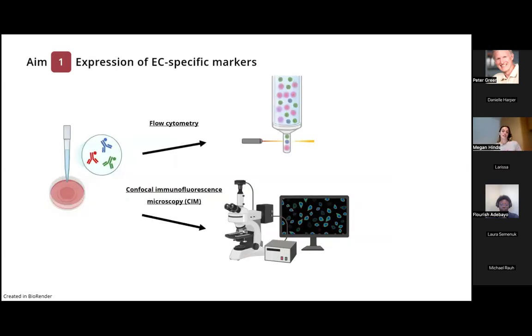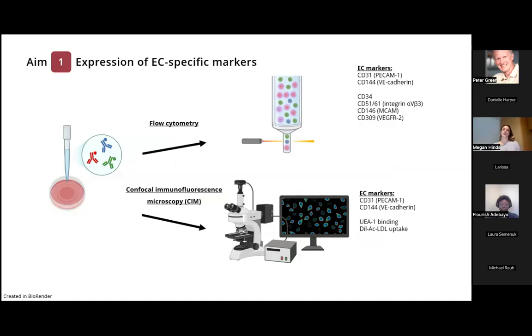We also conducted immunophenotyping by both flow cytometry and focal immunofluorescence microscopy. These included common markers typically used for endothelial cells, including CD31 and CD144. We also included some different assays that can be assessed by confocals, such as UEA binding and DiI-Ac-LDL uptake.